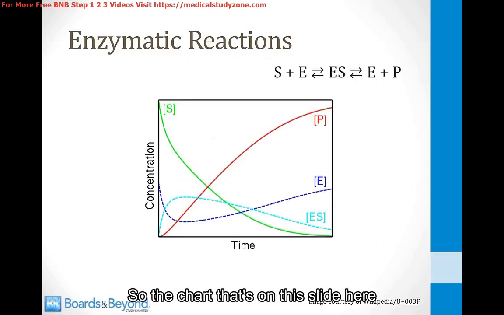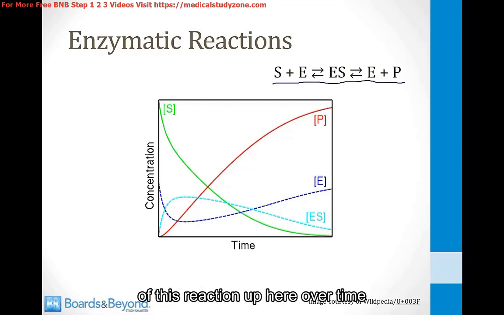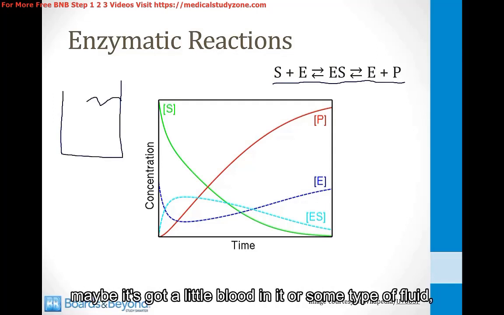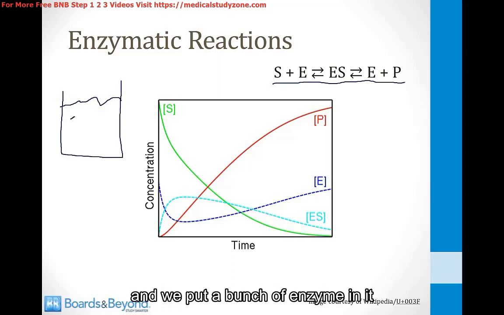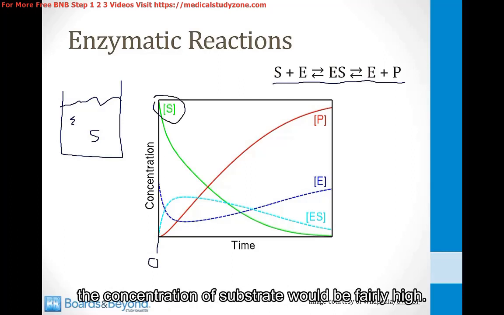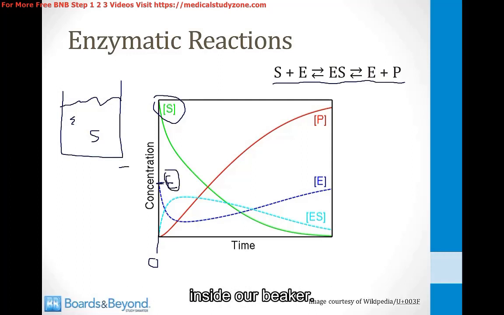The chart on this slide is a classic pharmacology chart showing what would happen to all the different components of this reaction up here over time if we put some substrate and some enzyme in a closed container together. Let's imagine that we had some type of beaker, maybe it's got a little blood in it or some type of fluid, and we put a bunch of enzyme in it and we put a bunch of substrate. Well, at time zero, which is denoted right here, the concentration of substrate would be fairly high. And we would also add some enzyme, that's the blue stuff right here. So there'd be a concentration of enzyme E that we would have right here. And this is what we'd start with at time zero inside our beaker.